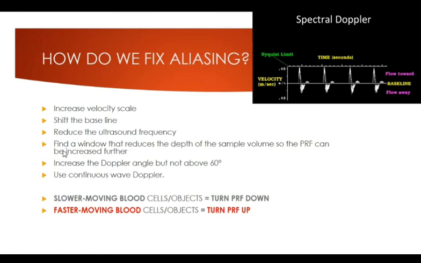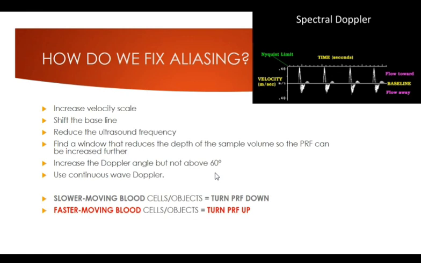The other thing you can do is increase the Doppler angle, but remember that we're not going to go over 60, because once we go over 60 degrees, those error margins are going to result in a big percentage of your velocity measurements. So you have to keep in mind, we just don't go over 60. So you can increase the angle to fix that aliasing, but don't go over 60.